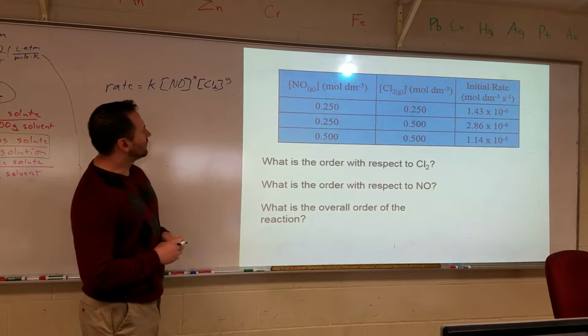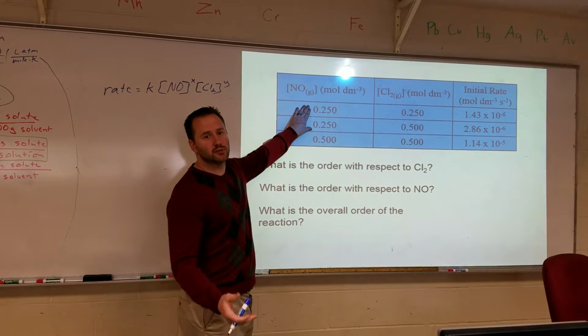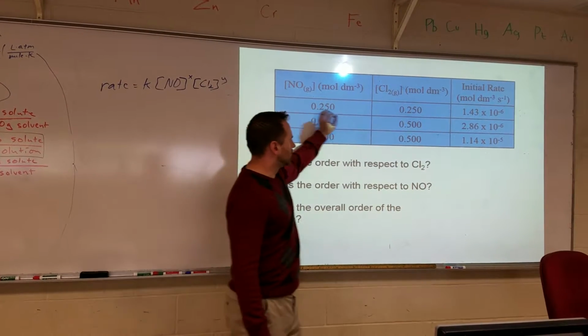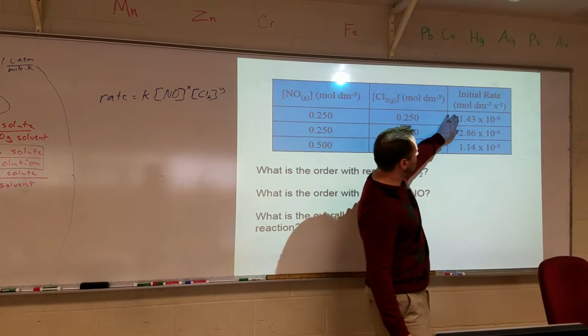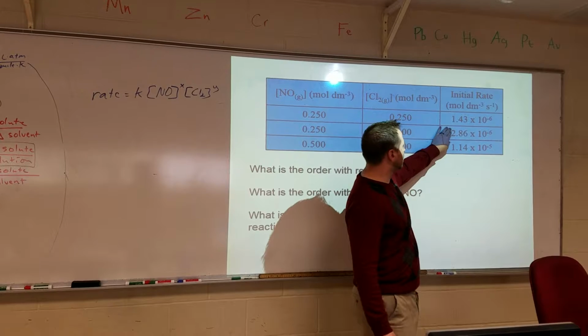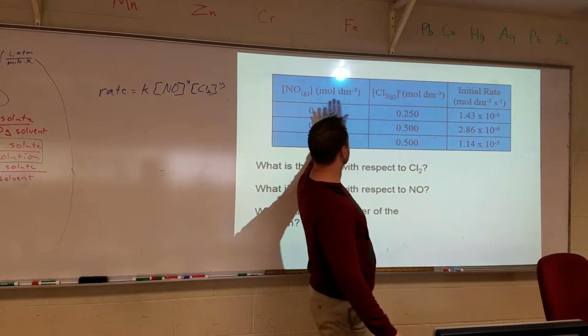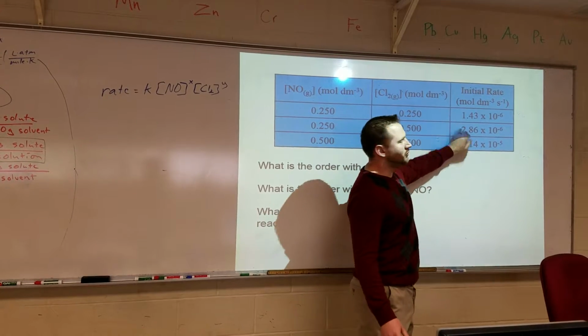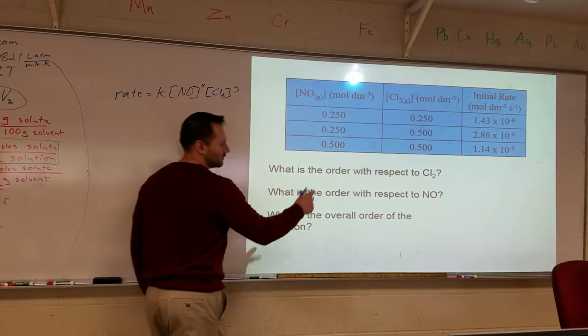So the first one, let's just look at the first two trials here. We hold the concentration of nitrogen monoxide constant, and we double the concentration of chlorine. And you can see that the rate doubles as you double the concentration. So for Cl2, when you double the concentration while holding the other reactant constant, we double the rate. This would be a 1st order reaction with respect to Cl2.